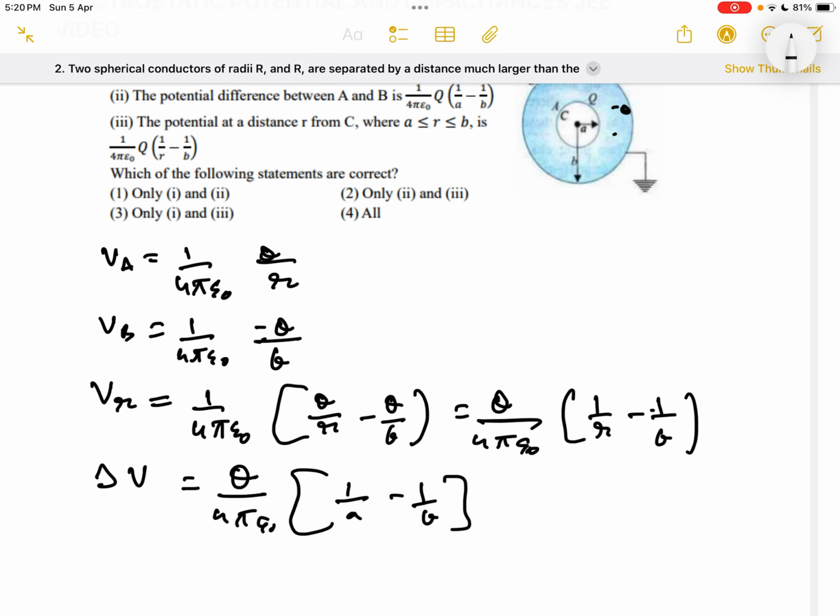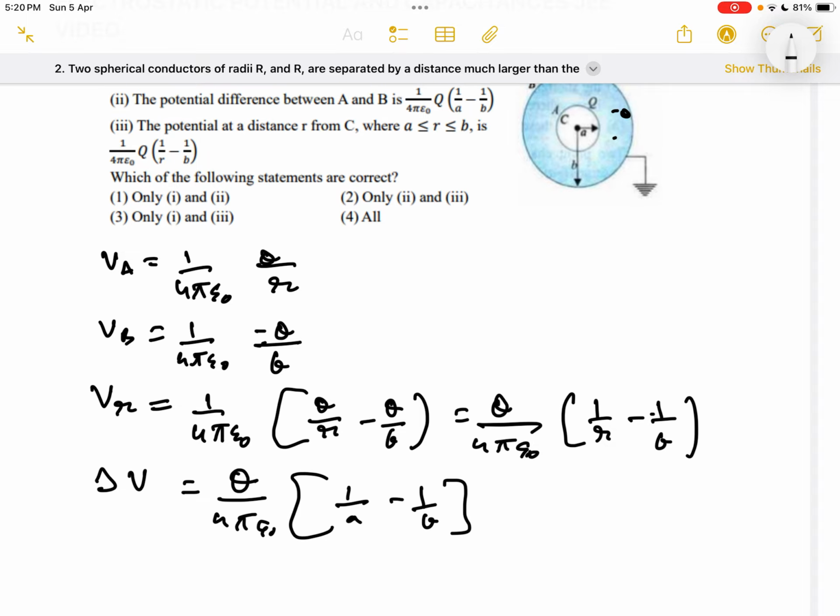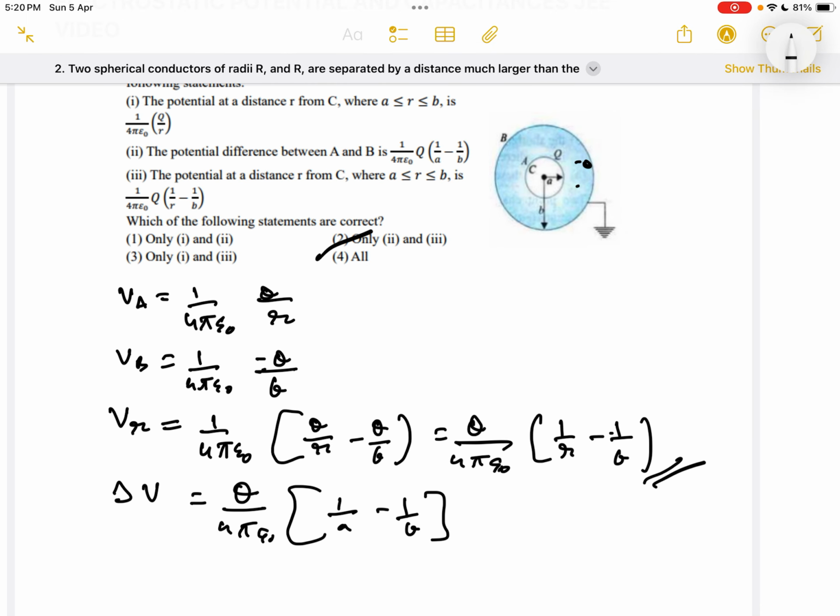And the third one, let's find out what the third one says. The potential at r at a distance from C is 1 by 4 pi epsilon naught q into 1 by r minus 1 by b. That's exactly the equation that we have got in this case. So we are looking at this question, and statements 2 and 3 are correct. So you can say only 2 and 3 are correct. Option 2 is the correct answer. Having understood this, let's go further.